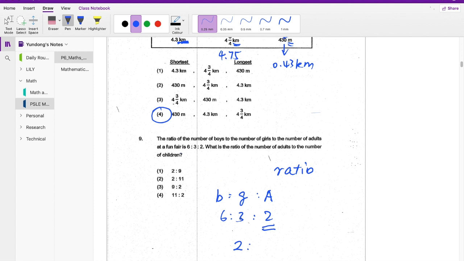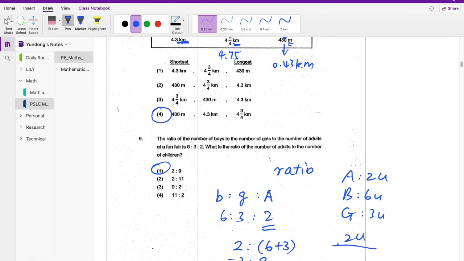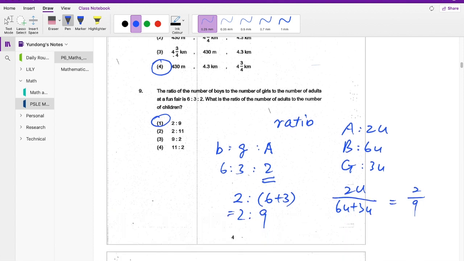So the ratio of the number of adults to the children, which is 2 to the boy and girl, because children is including boy and girl, which is 6 plus 3. So this one is 2 to 9. Also, we can think like this. For example, we assume that adult is 2u. Then the boy would be 6u and girl would be 3u. So number of the adult over children, which is 2u divided by 6u plus 3u. So this is 2 divided by 9, right?